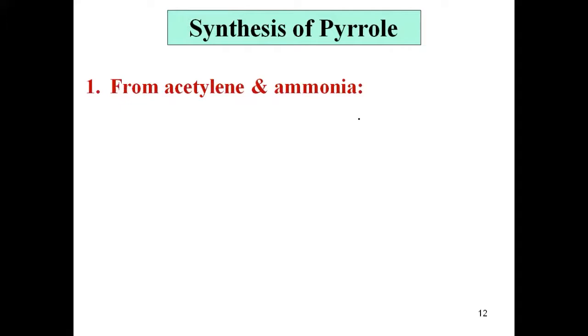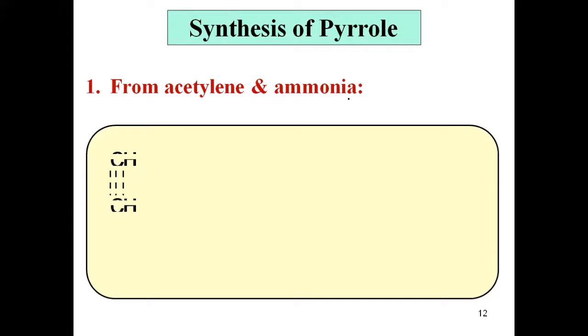And the first method is by using acetylene and ammonia. Okay, acetylene, you know that acetylene is a very simple compound, CH triple bond CH. Now let us see, this is CH triple bond CH, acetylene molecule. When that acetylene molecule is treated with ammonia, NH3, in this reaction, two molecules of acetylene participate. This is the second molecule of acetylene.